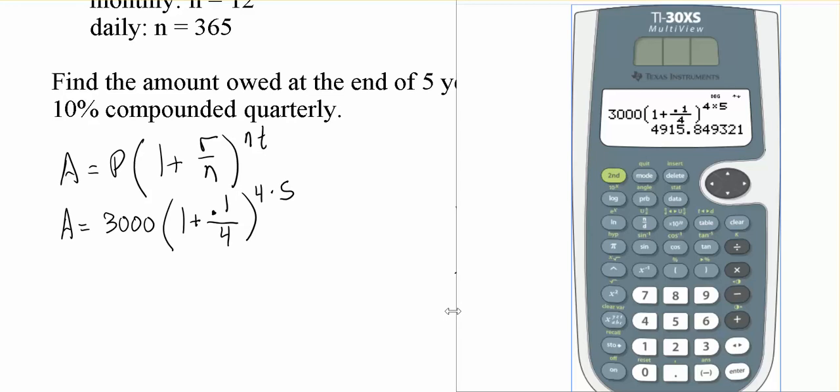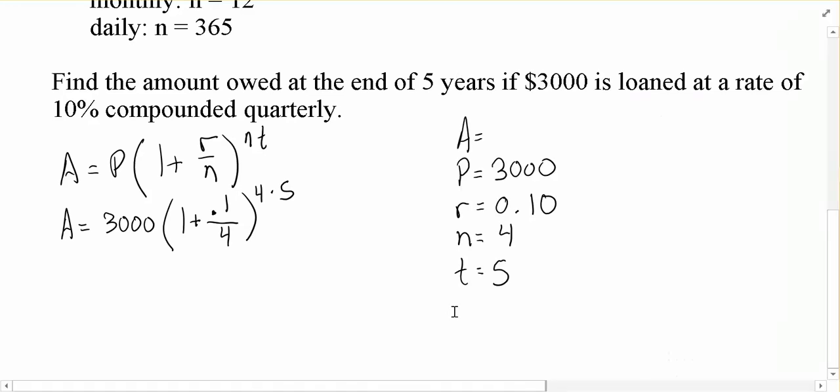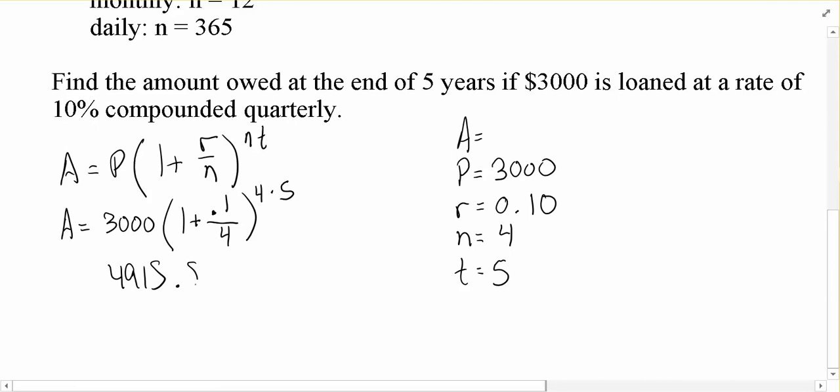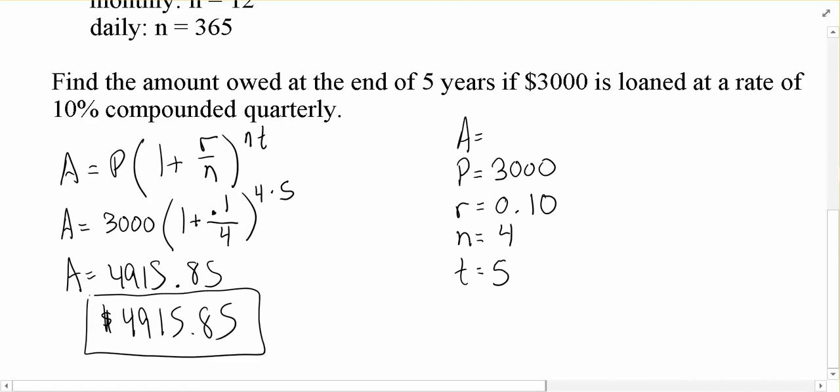We hit enter here, and we get an answer of 4915. Now, I would round to the nearest cent, so we can see that it's going to be 85 cents. That makes the most sense. Ha! Since we're talking about money, sorry for the dad joke there. So since we're talking about money, our answer should be $4,915.85. That's how much is owed on our $3,000 loan.